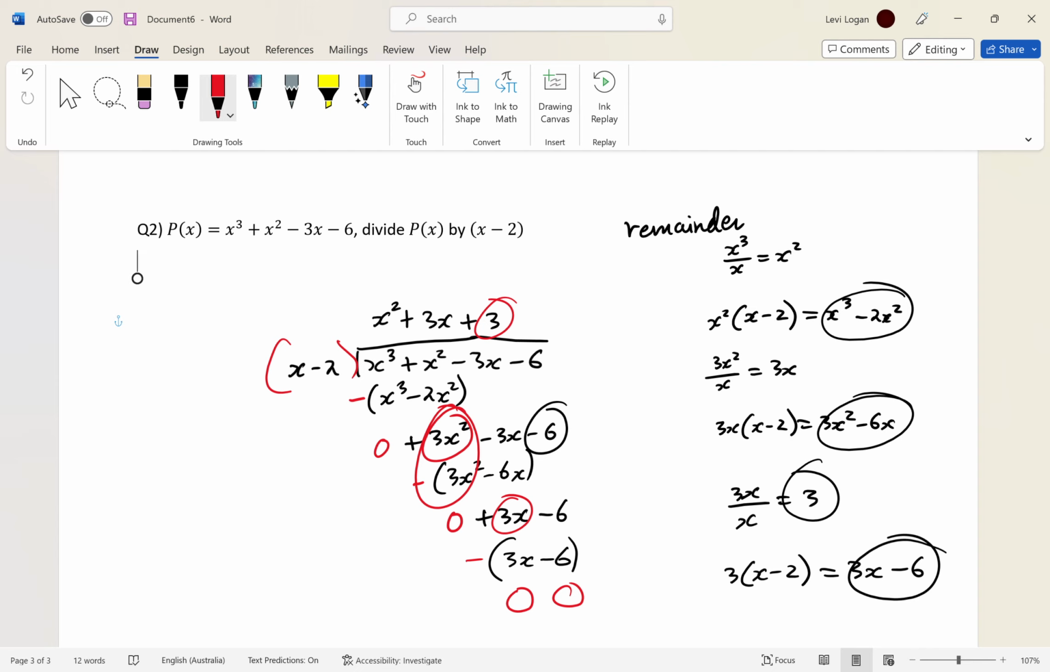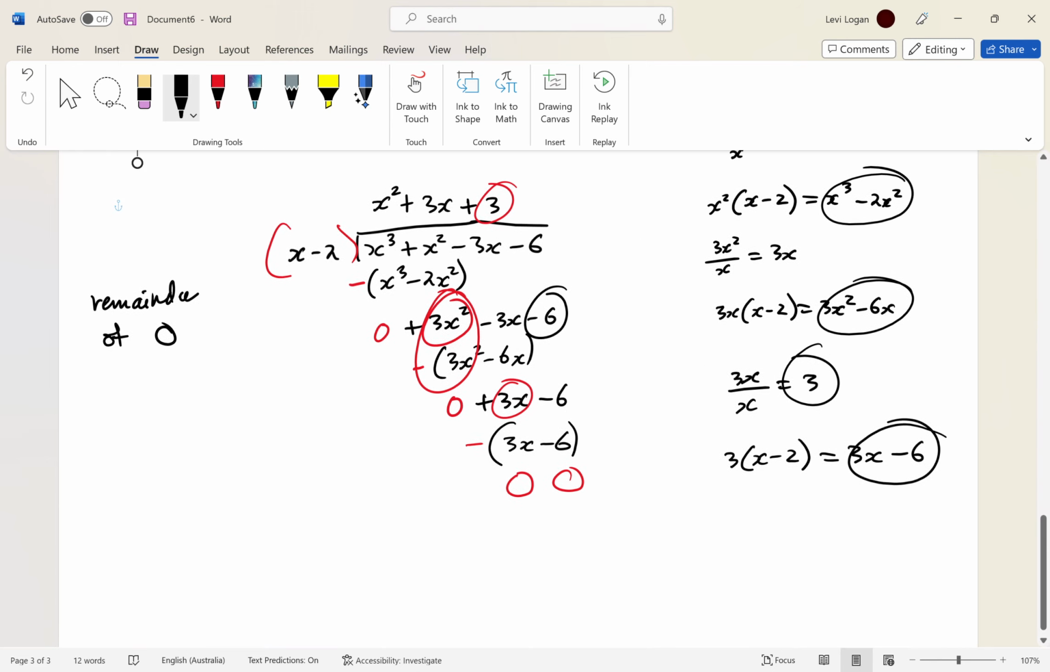Now what does that mean? We have a remainder of 0. Well, if you divide something perfectly, that means you have a factor. If you have a remainder of 0 with a polynomial, therefore x minus 2 is a factor of p of x.